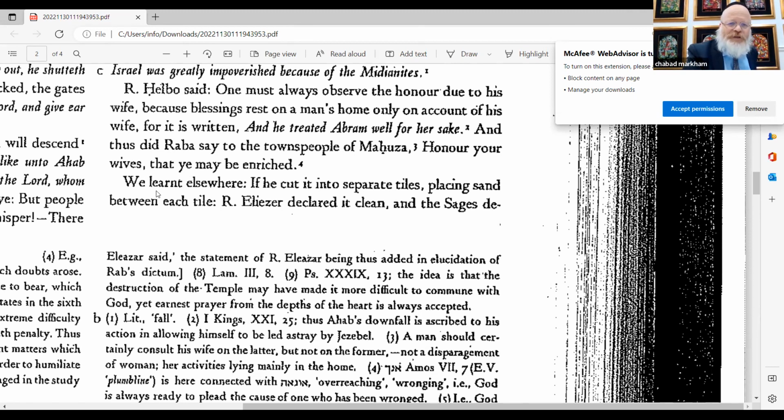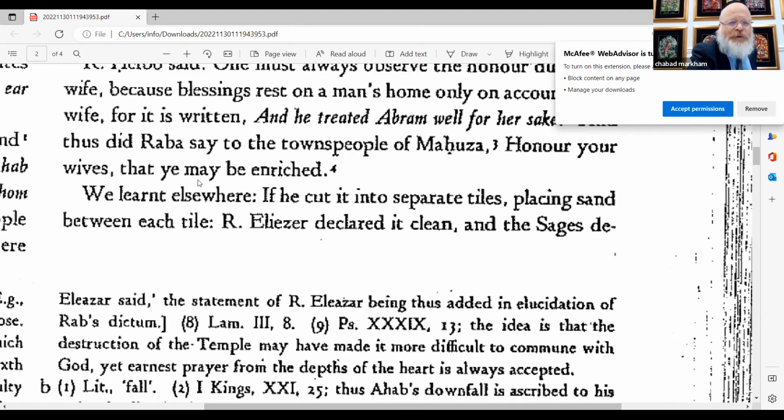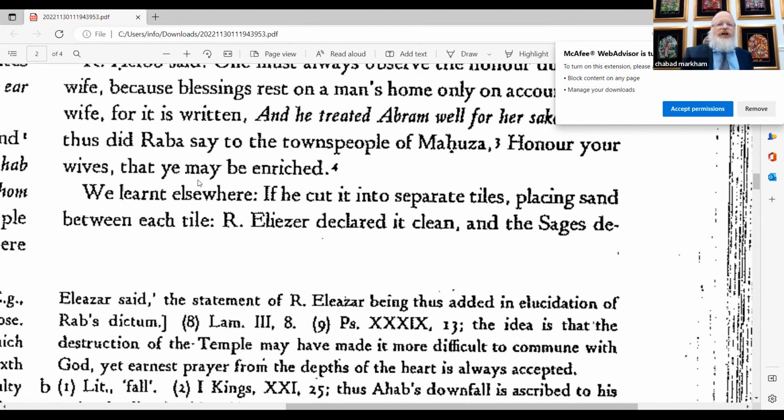See, we learned elsewhere, right over here. See, I'm making it very big. Rabbi Eliezer, yeah. Well, we learned elsewhere. If you cut it into separate tiles, you see it over there at the bottom? You see it? Okay. If you cut it into separate tiles, place sand between each tile, Eliezer declared it clean. And the sages declared it impure.